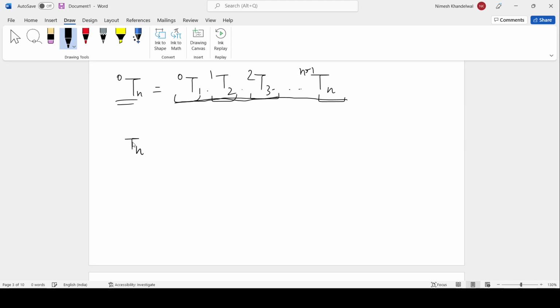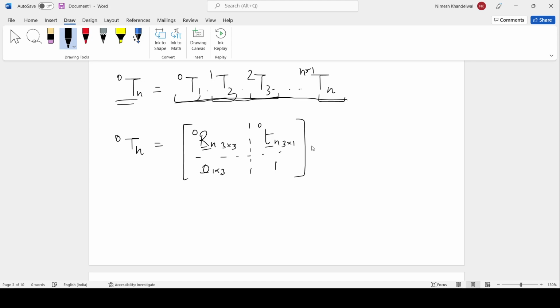Let us see what will be the structure of Tn0. There will be a rotation part from frame n to frame 0, which will be a 3 cross 3 matrix. Then there will be a translation part, which will be a 3 cross 1 vector. There will be a 1, and then just a 0 row vector.